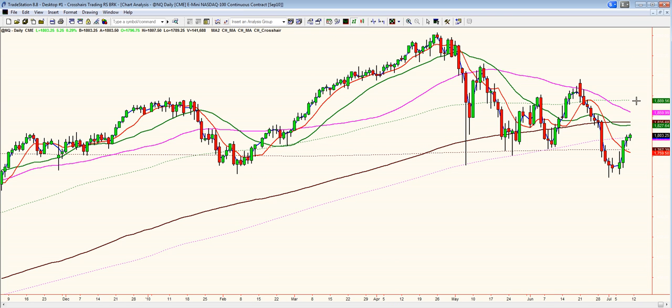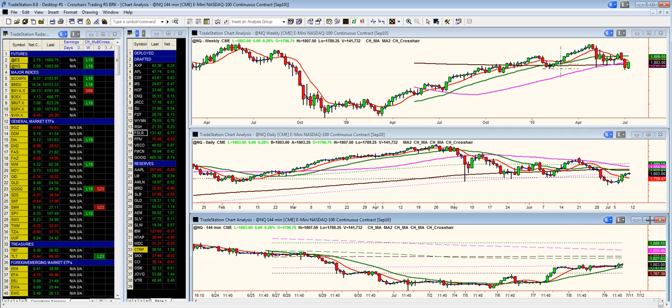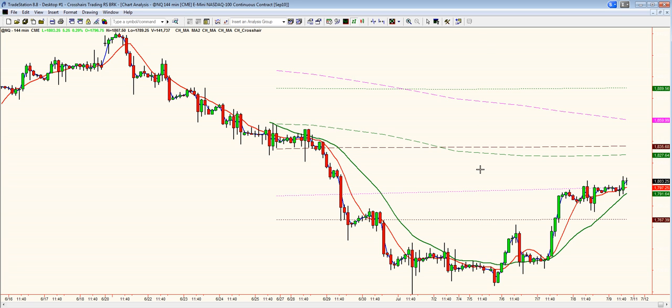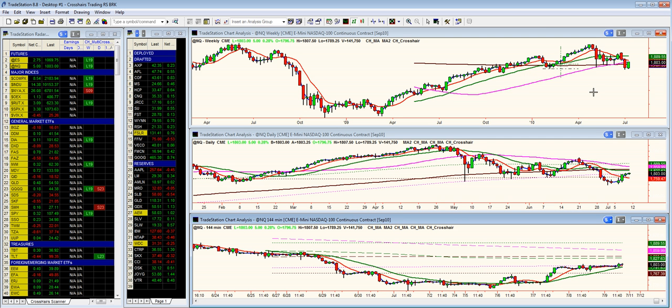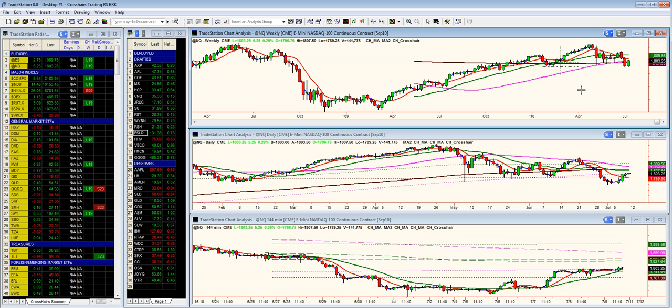But now let's see the daily chart. The daily chart gives me an idea of where the market's going to go over the next few days to possibly weeks. And then the intraday chart gives me an idea of where the market's going to go over the course of the next few hours to possibly days.